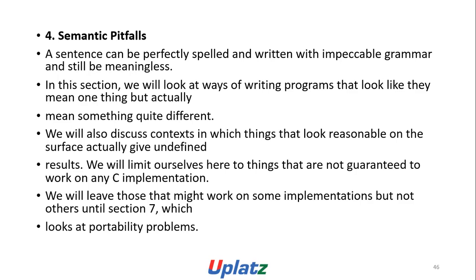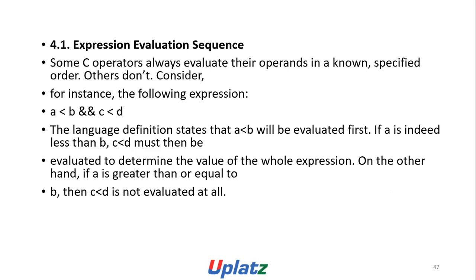In this section, we will look at ways of writing programs that look like they mean one thing but actually mean something quite different. We will also discuss constructs in which things that look reasonable on the surface actually give undefined results. We will limit ourselves here to things that are not guaranteed to work on any C implementation. We will leave those that might work on some implementations but not others until section 7, which looks at portability problems. Expression evaluation sequence.